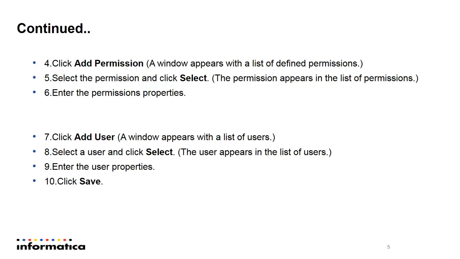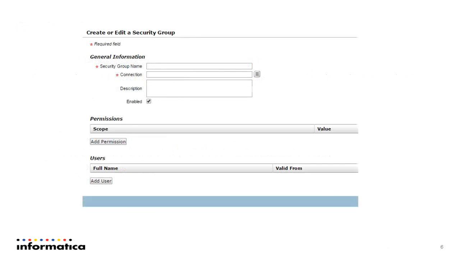We will see these things also in the demo. Once we do that, we need to click on User, add a user, and provide the user for whom you are going to give the permissions. After that, you need to click on Save. So this is the window that will appear once we click on create or edit a security group, and we'll see all these things in a demo itself.